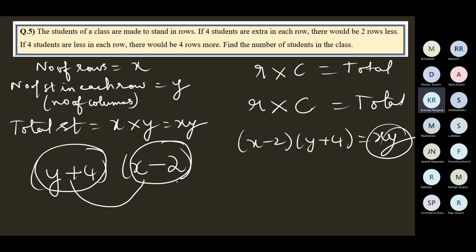Again, next one. If 4 students are less in each row, how many students are there in each row? Y. 4 students less, so Y minus 4. There would be 4 rows more. How many rows? X. 4 rows more, X plus 4. So this product also will be equal to XY. Yes or no, children? Yes, ma'am. What is the idea we're using? Number of rows into number of columns is equal to total number of students. Total number of students will be XY always. The number of rows and columns are changing.